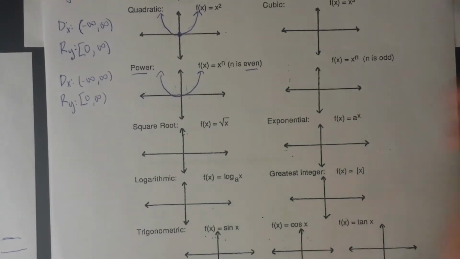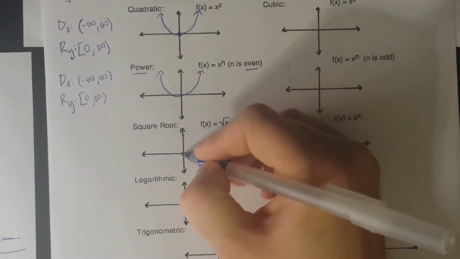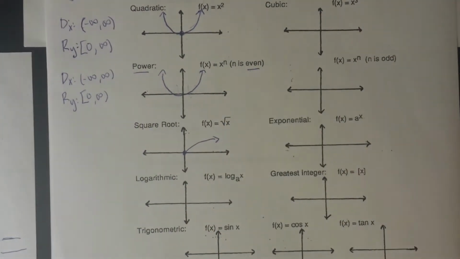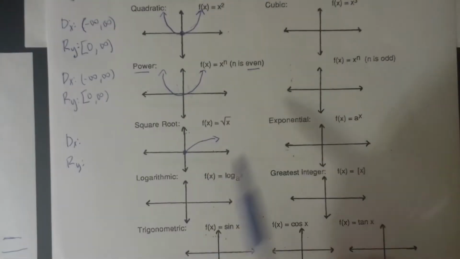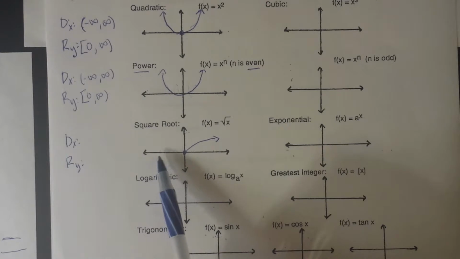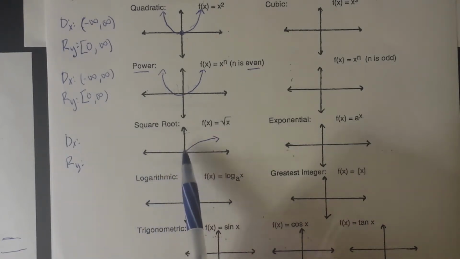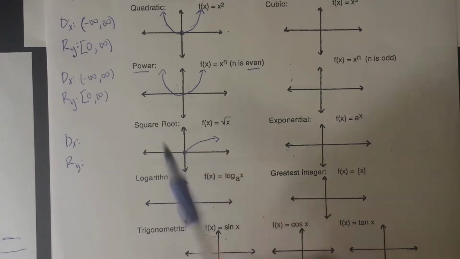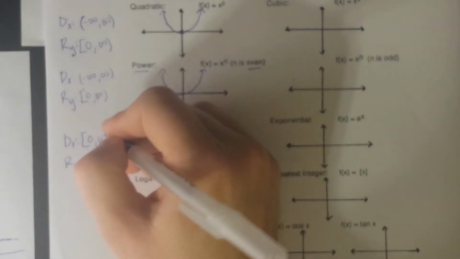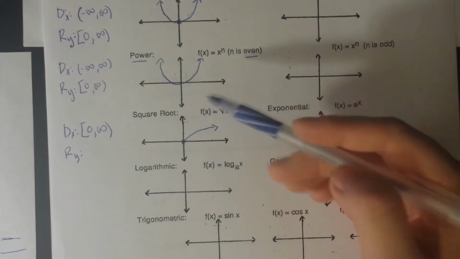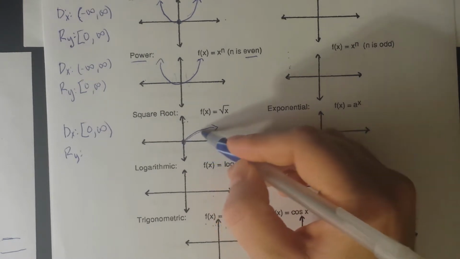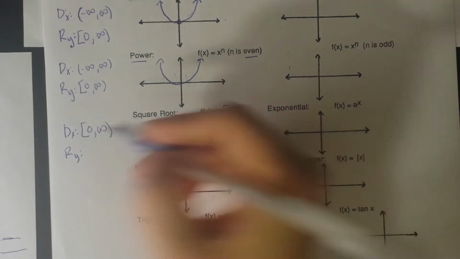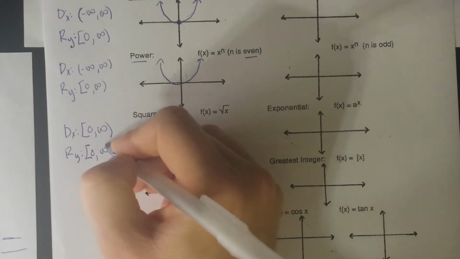Square root function. Okay, the square root function starts at the origin and goes to the right, like that. And d sub x, r sub y. Now we finally got something different. So the square root function doesn't go to the left forever. It goes to the left and stops. The furthest left point is at 0, so that's a closed bracket at 0. Then it goes to the right forever. The range, it goes down until 0, and then it goes up little by little forever. So bracket 0, comma, infinity.